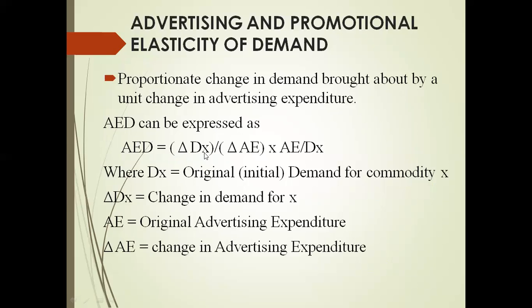So it is delta Dx over delta AE into AE over Dx. It is the same as price elasticity of demand. There we were using delta Q, here we are saying delta Dx, which represents the change. There we were using delta P, here we are using delta AE, which represents the change in advertisement expenditure. AE is your original advertisement expenditure and Dx is your original demand for a commodity. So it will be delta Dx over delta AE into AE over Dx.